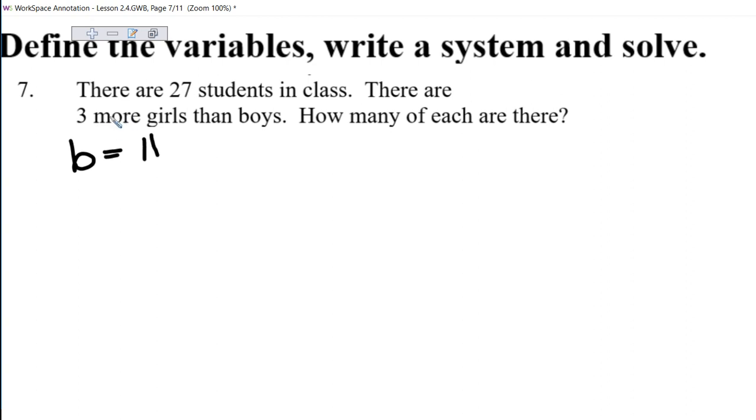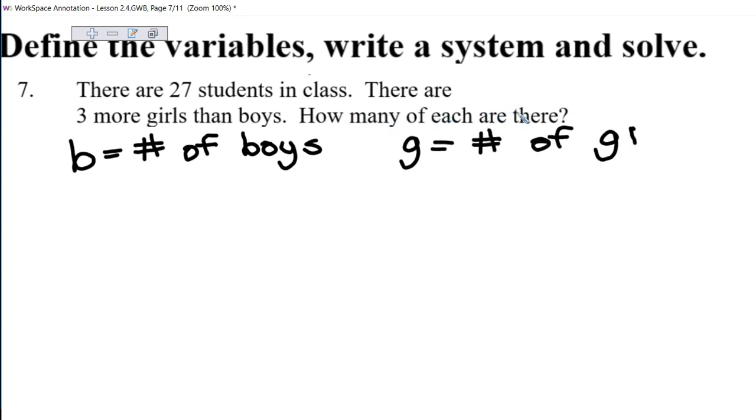So B is going to be the number of boys. And G is going to be the number of girls. So B for boys, G for girls. So keep it simple. Now from the word problem, we'll have to come up with 2 separate equations. So the first sentence says there are 27 students in class. So 27 is my total. And 27 represents the students. Well, what kind of students do I have in my class? Boys and girls. Do I want to do B plus G or G plus B? Okay, B plus G. Boys and girls.